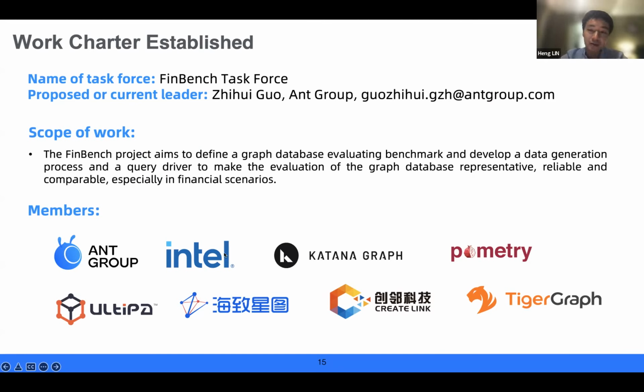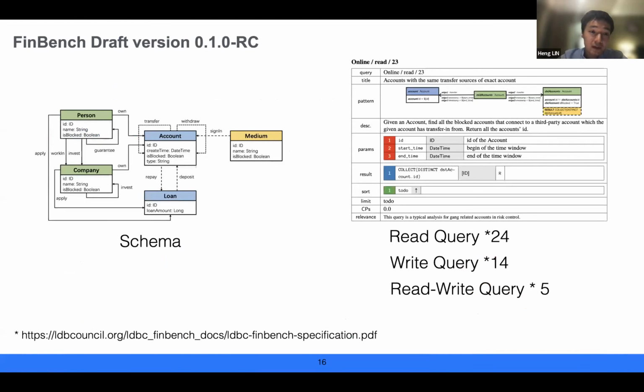friends who also want to contribute from Intel, Katana Graph, Palm Tree, Altipa, Star Graph, Create Link, and Tag Graph. We will work together to do this financial benchmark. And currently, we have a very early draft.